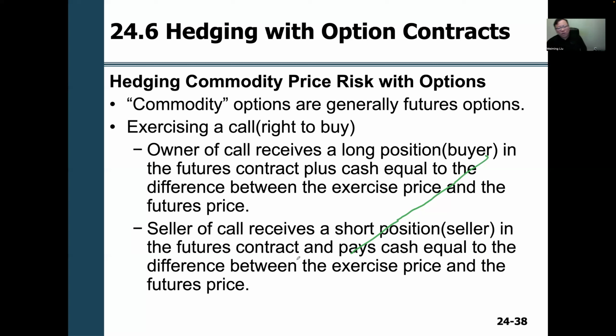The seller of the call, because they're the seller, receives a short position in the futures contract and pays cash equal to the difference between the exercise price and the futures price. So the call option is to buy. The owner of the call receives cash, and the seller of the call has to pay the cash.